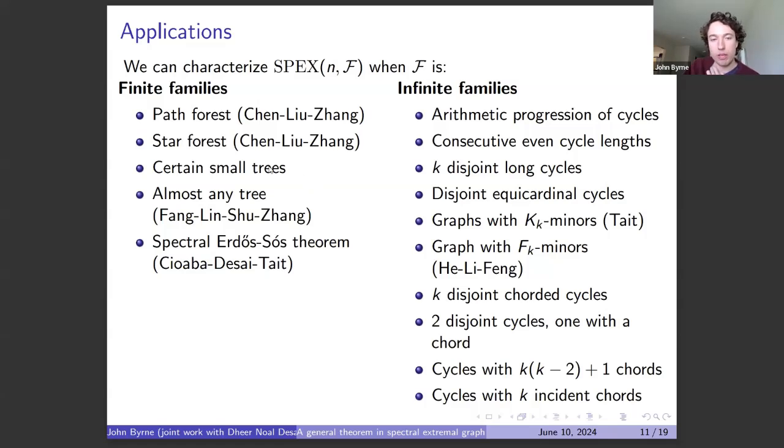Although there can be many other applications as well, here we've restricted ourselves to cases where the edge extremal number has actually been studied in the literature. But I think in many cases, it's actually easier to find the spectral extremal graphs than the edge extremal graphs. So I'll give a few notes on this. We have path forests, star forests. For certain small trees, we were able to make use of this literature on connected Turán numbers.